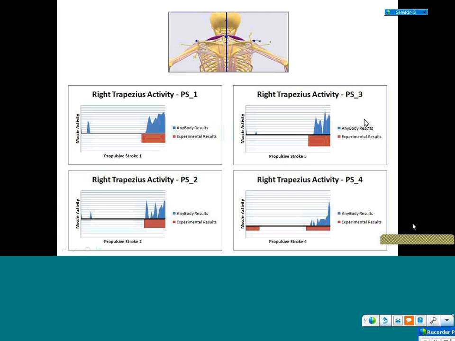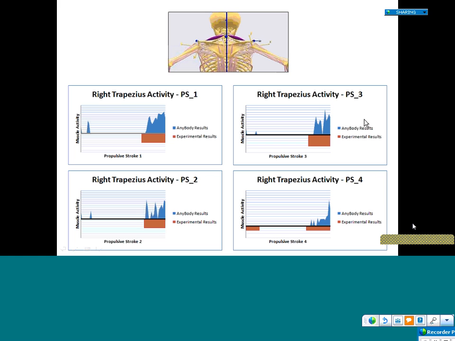So knowing that, we're also going to look at the y-axis, which is the muscle activity. Now above the x-axis, the positive y values, this is the computational results that Anybody is calculating.